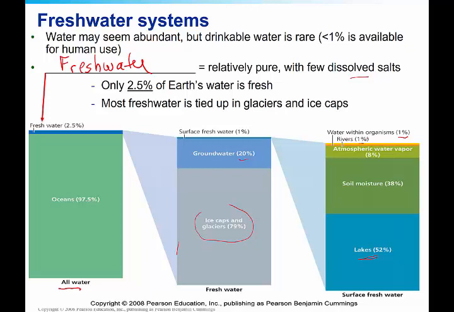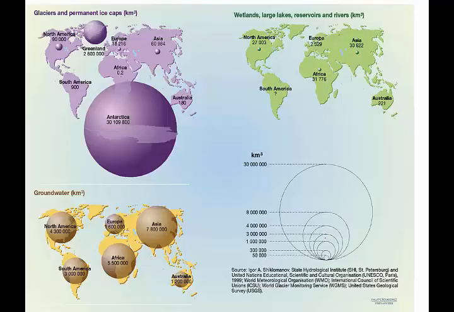So if we just look at fresh water found in lakes, which is where most big cities get their drinking water, remember that this is 52% of 1% of 2.5%. So that's something like 0.01% of all the water in the world is found in lakes. And that's what most big cities are using for their drinking water source. So you might get the idea that there's not a lot of available fresh water on Earth.